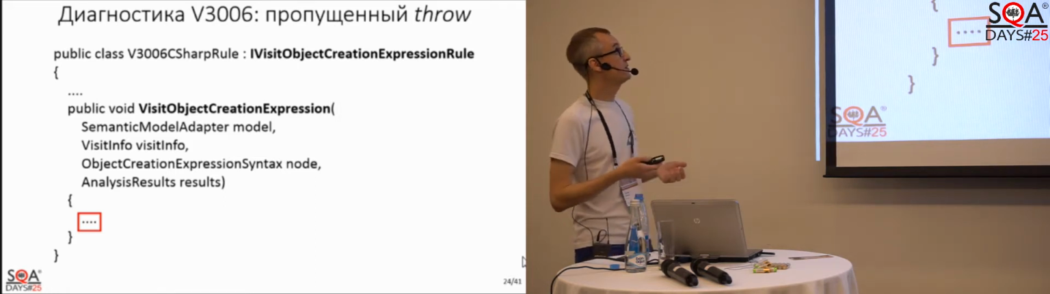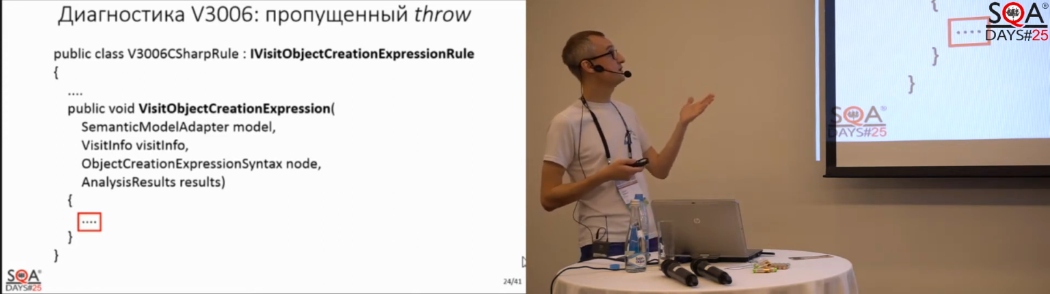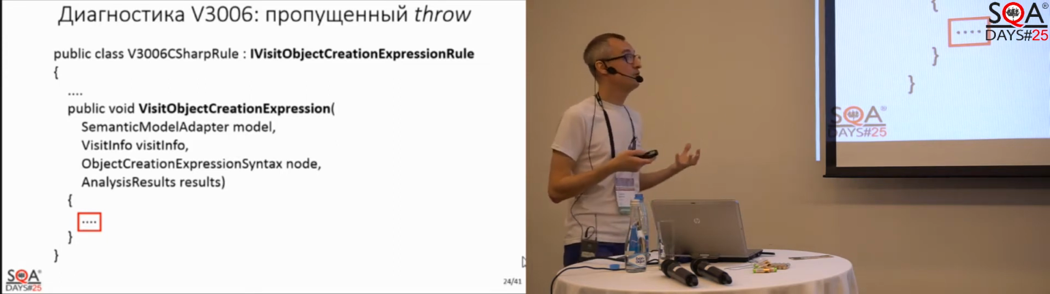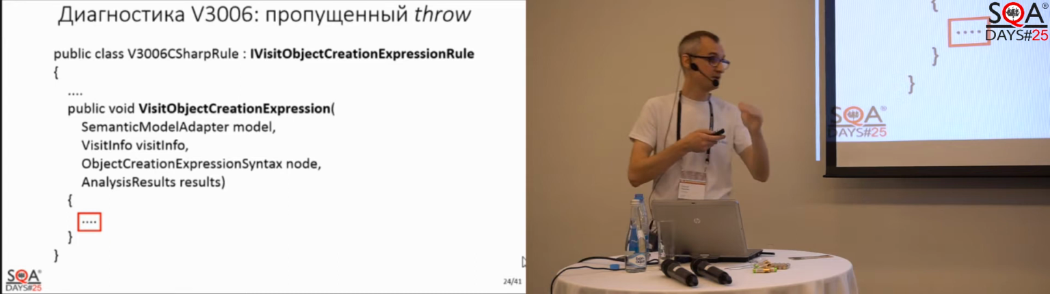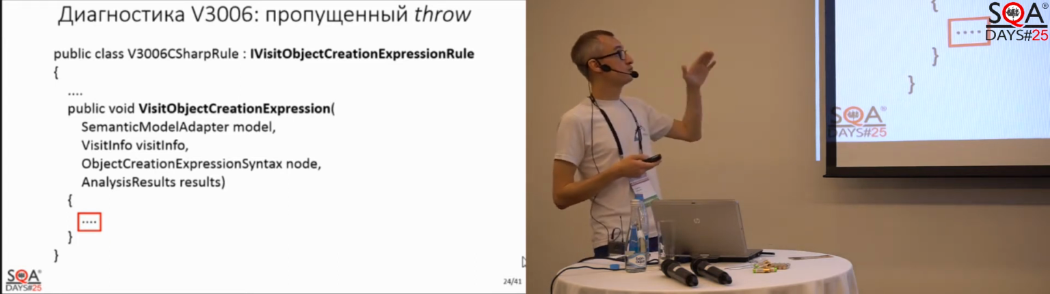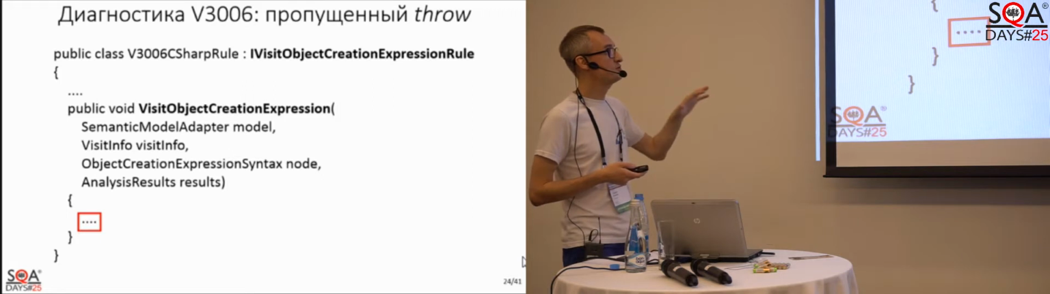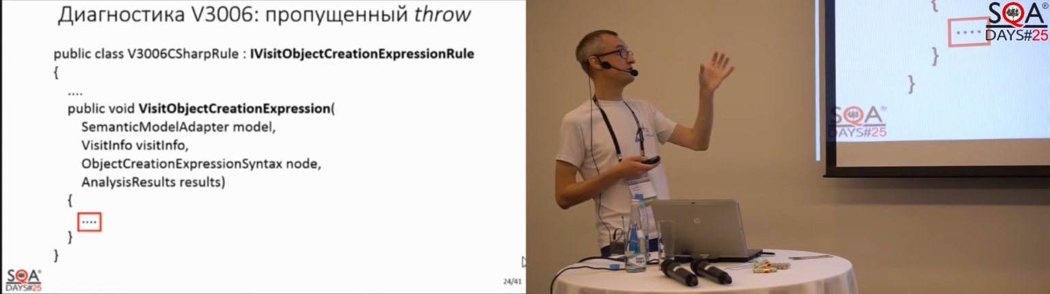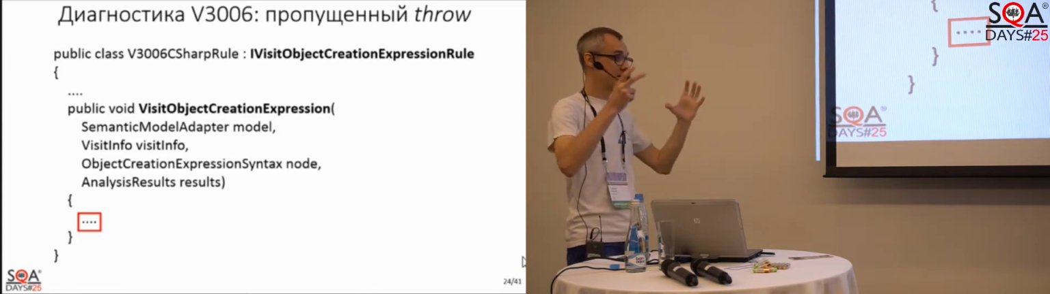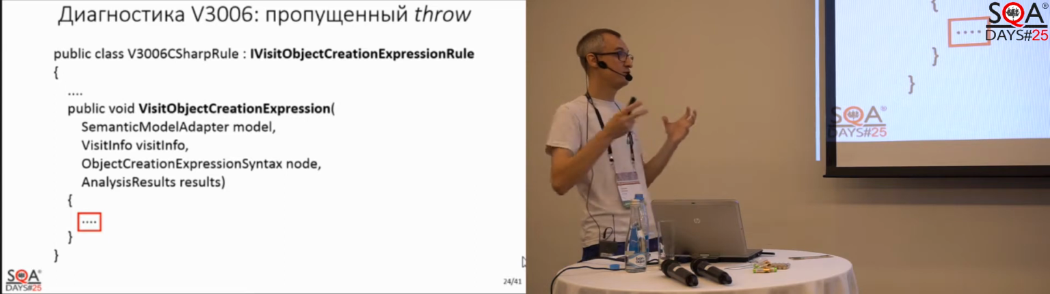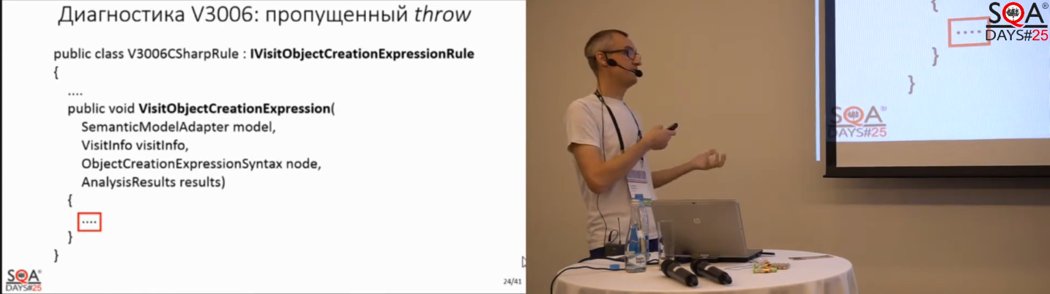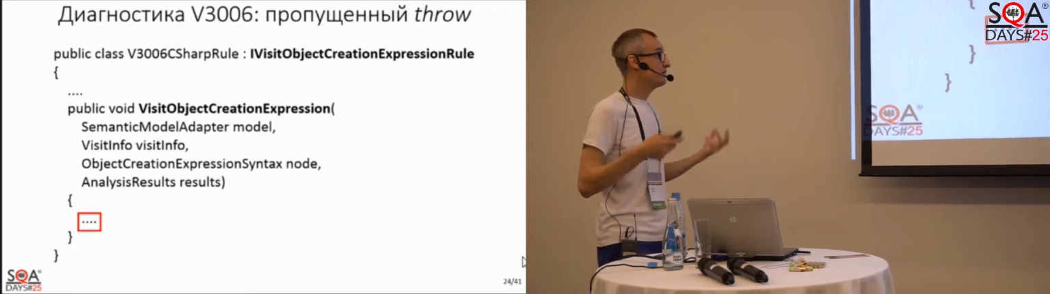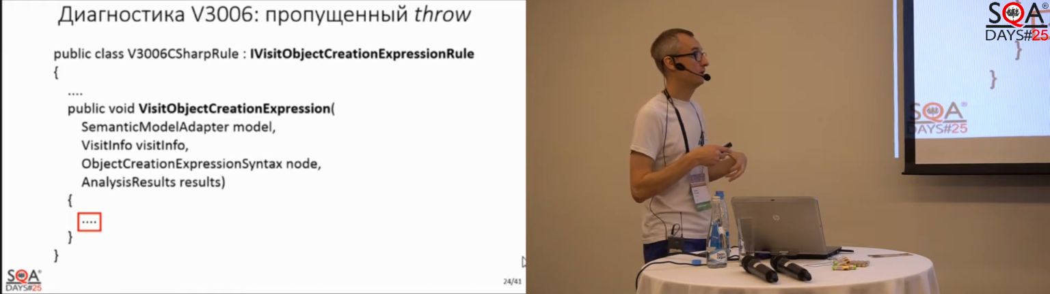We use the visit object creation expression. The main function here, the visit object creation. This method will be used for every fragment that uses the word new, where we send it ready-made semantic models and additional information of the node. We send the node there that analyzer came across. Then you understand the logic, internal logic of this part of code.